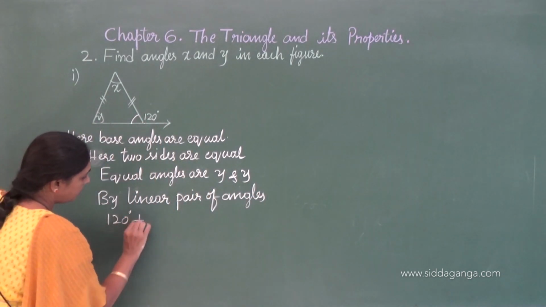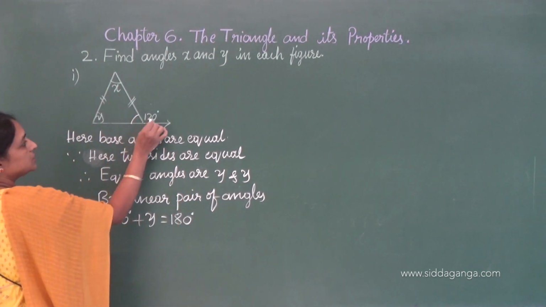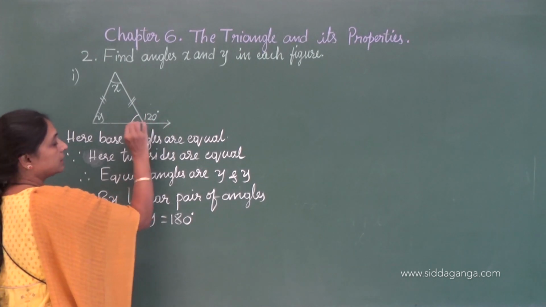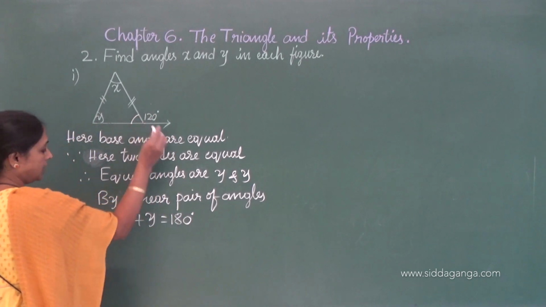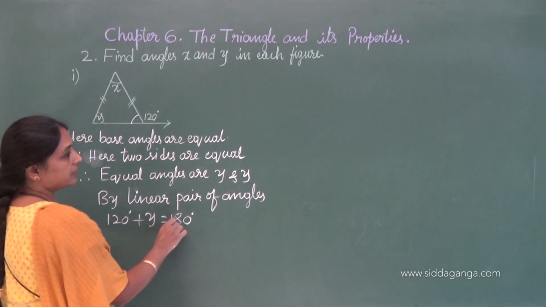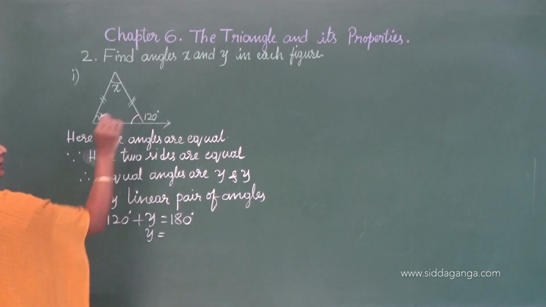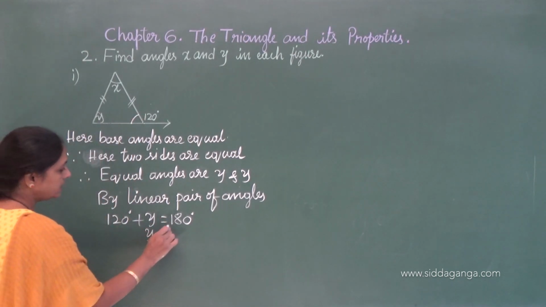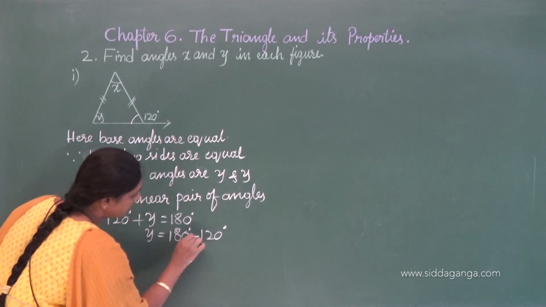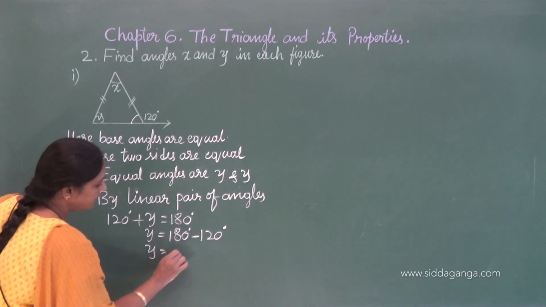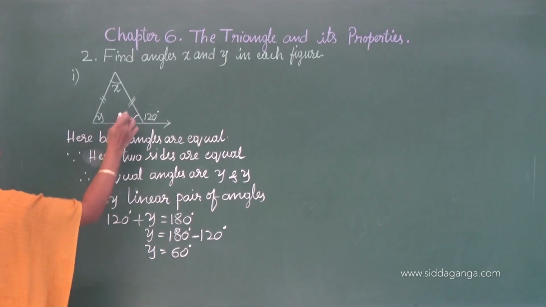What can we write? 120 degree plus y is equal to 180 degree, because these two are linear pairs and they are adjacent to each other and they are supplement to each other. Then 120 plus y is equal to 180 degree. First we have to find the value of y here. y is equal to 180 degree minus 120 degree. The value of y is 60 degree.